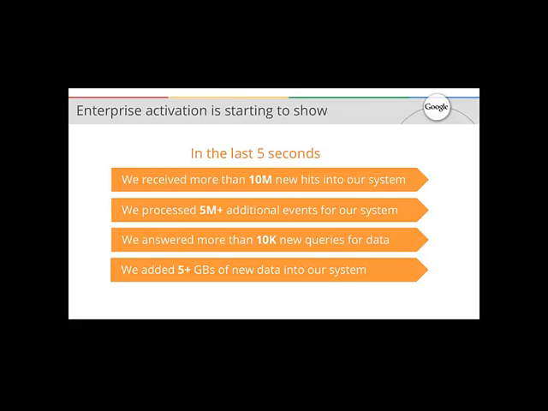And just one more data point to give you an idea of how big it is. In the last 5 seconds, as I was completing my last sentence, we literally had more than 10 million new hits into our system. 5 million additional events were recorded. 10,000 more queries for reports happened, and 5 gigabytes of data within 5 seconds. This gives you a context and an idea of the scale at which Google Analytics Premium and Google Analytics in general operates.